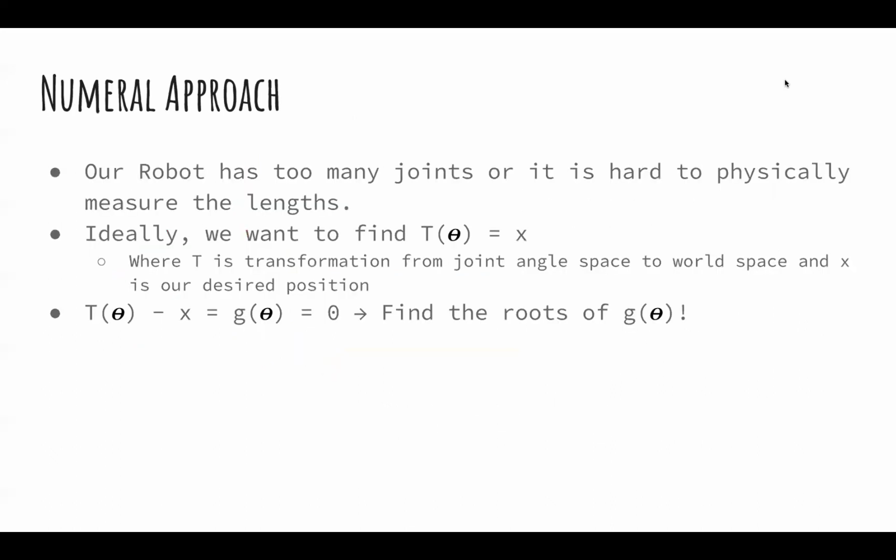This begins our numerical approach. Our robot just has too many joints, or it's physically hard to measure all the lengths. So it's very difficult, and ideally we need to use numerical inverse kinematics here. Ideally, we want to find some T of theta that equals x, some transformation matrix that equals the end effector position. Remember, if we solve for T of theta minus x, and let that equal g of theta, this all has to equal 0. So this becomes a question of, can we find the roots of g of theta?